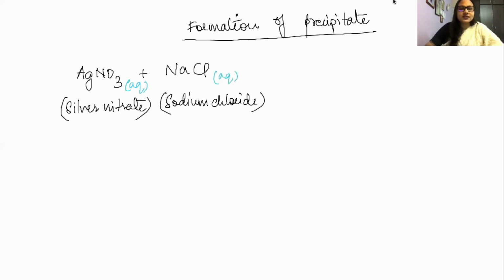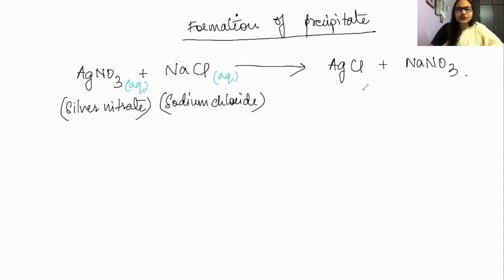So again, this formation of precipitate is completely solution-based chemistry, reaction also. And here you are going to take the reactants in their aqueous state, meaning by dissolving the salts in the respective beakers in water. Now what happens is during formation of precipitate, AgNO3 reacts with NaCl to form AgCl and NaNO3, right? These are the two products which are formed at the end of the reaction.